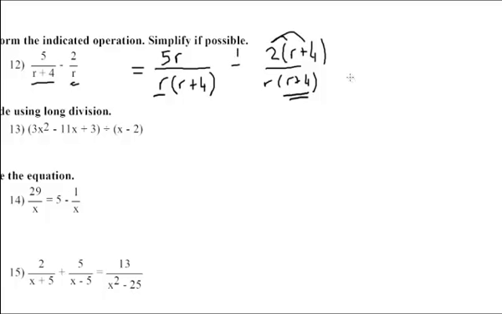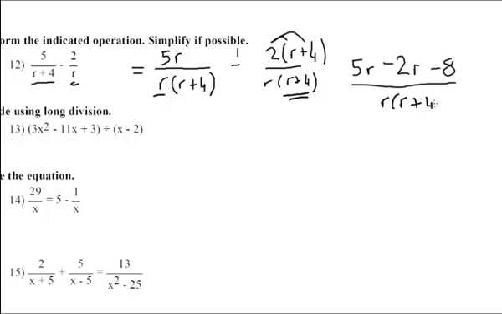Remember this, alright? So, 5R is the first one. Negative 2R. That's negative 2 times R. And the negative 2 times 4 is negative 8. Be careful of that one. Remember, that's a negative 2 in front of that parenthesis. And still the R plus 4.